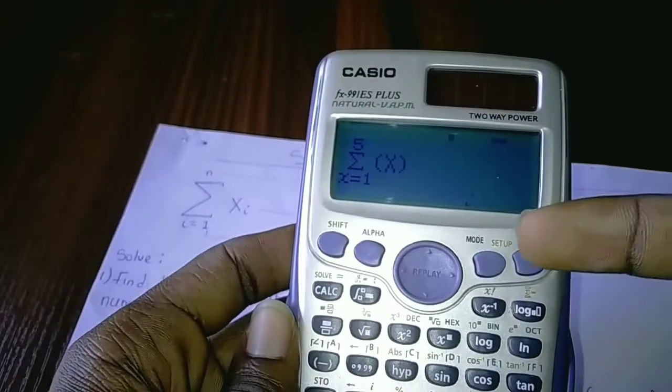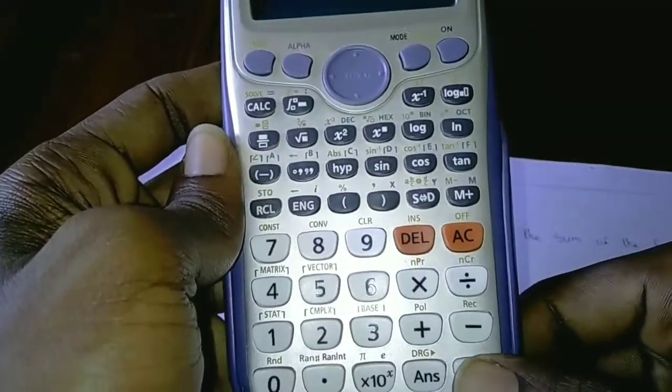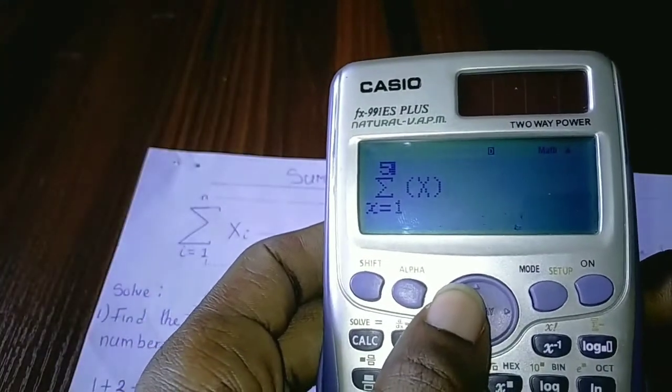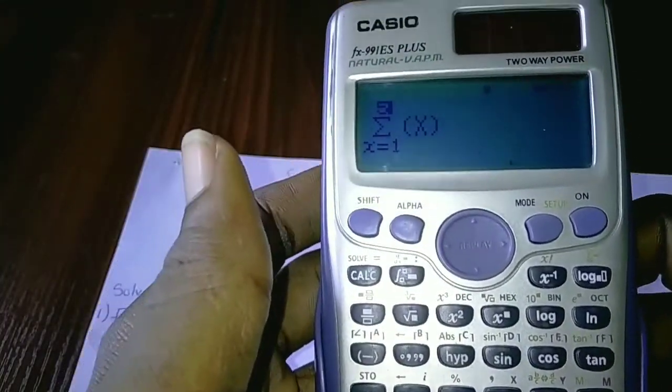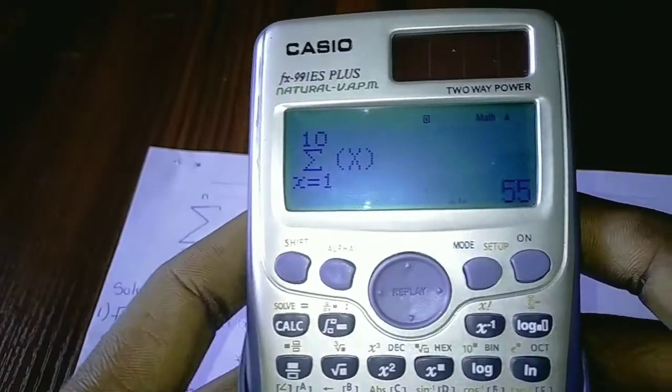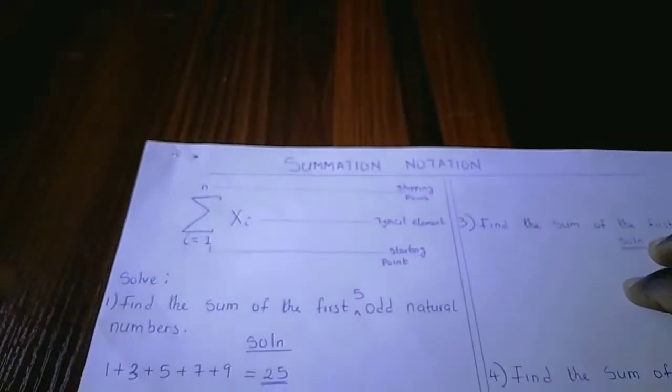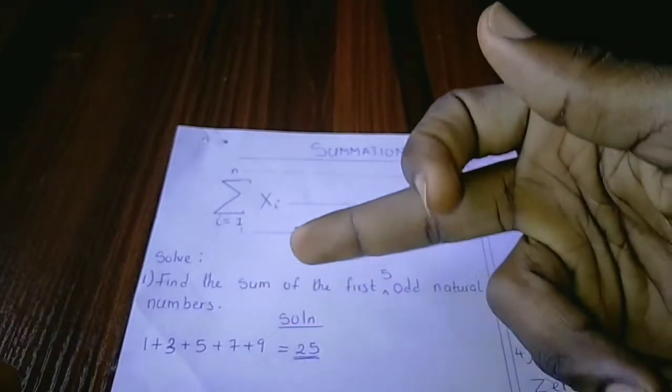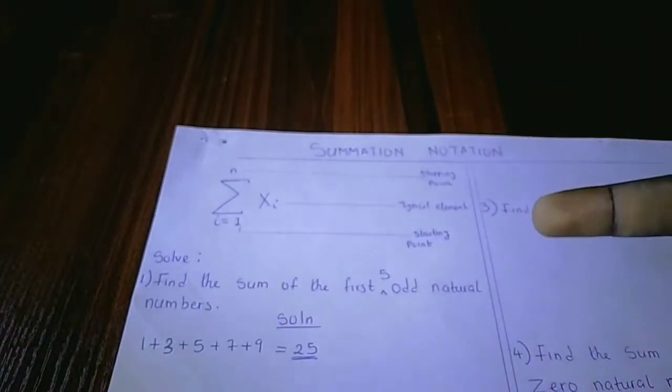Now if you use this calculator, it will just give you the answer, 15. And if you want to dial in the summation of all the numbers from 1 till 10, it will still give you the same thing, 55.